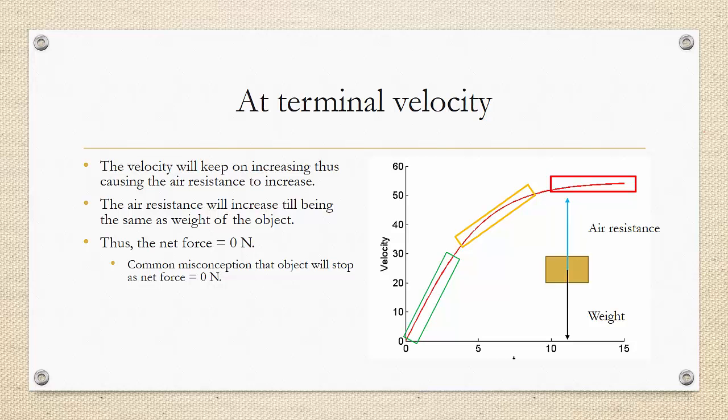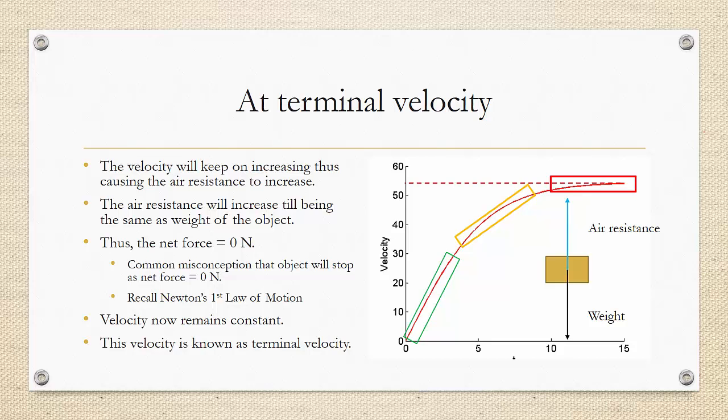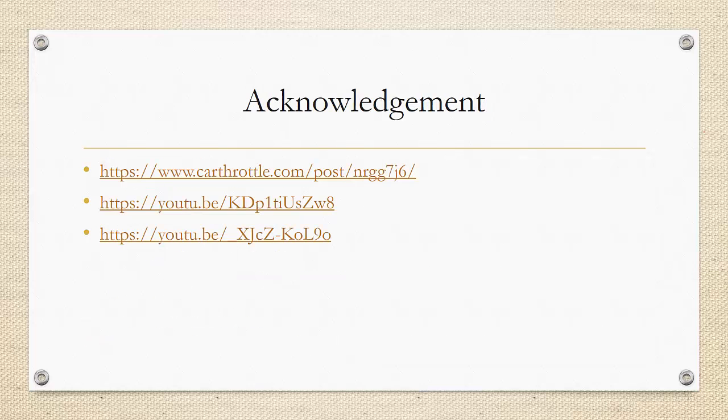But one common misconception is that once net force is equal to 0, the object will stop. However, this is not true, because based on Newton's first law of motion, if the object is already moving and the net force is 0, it will still continue to move at a constant velocity. So in this case, the velocity remains constant, indicated by the dotted line, and this velocity is known as the terminal velocity. And notice that the red box is now flat in terms of gradient, so the acceleration is equal to 0. So that's how you arrive at the terminal velocity of the object when it falls through. Okay, these are things that we use.